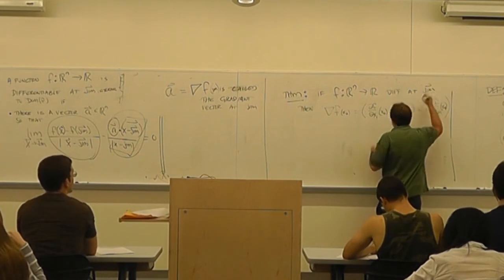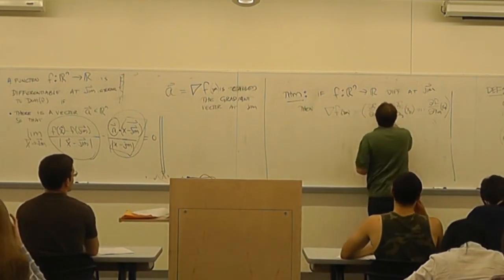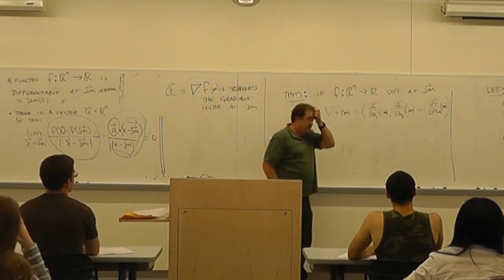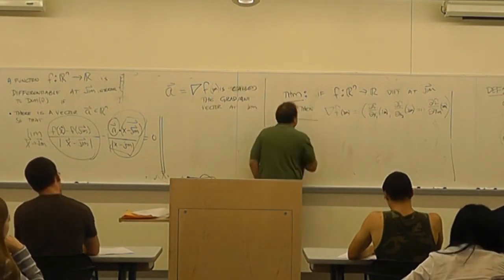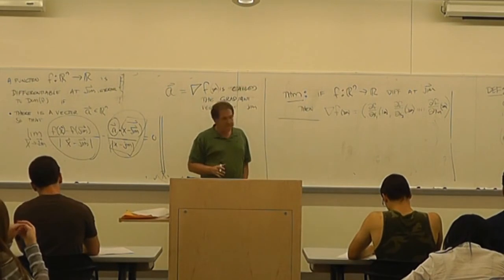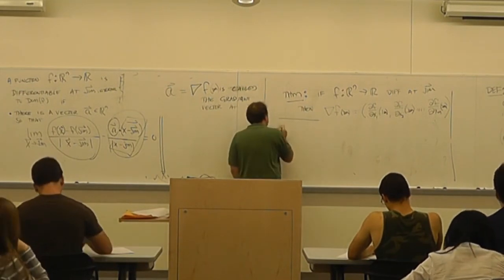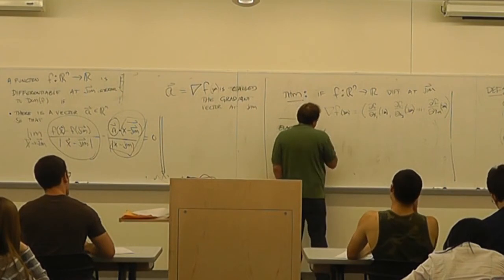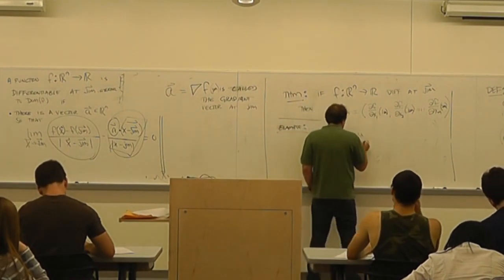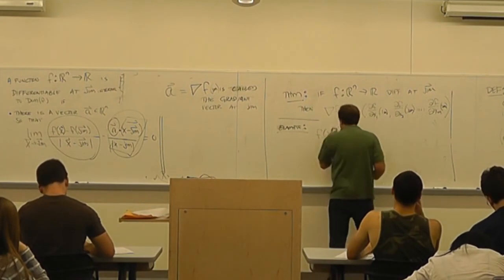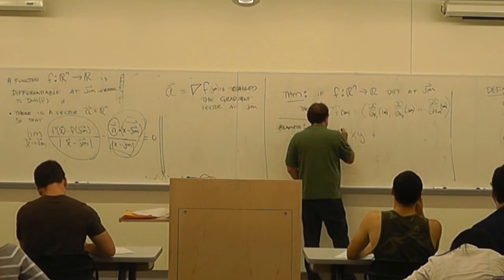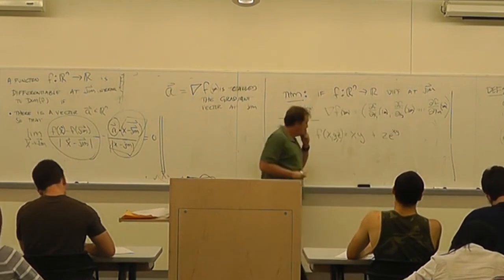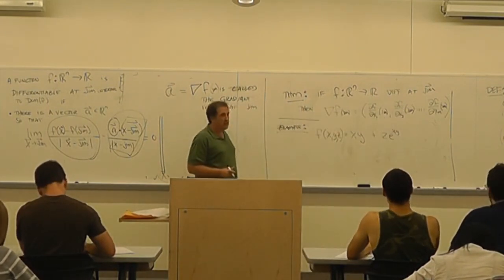Okay, so in other words, let's just do an example. Suppose that f of x, y, z is xy plus z e to the xy. So that's a function from R3 to R.